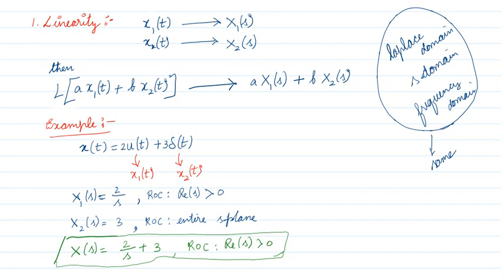That is very simple. Take the individual Laplace transform for this, take the individual Laplace transform for this, then you add those two Laplace transforms. That property is called linearity property.